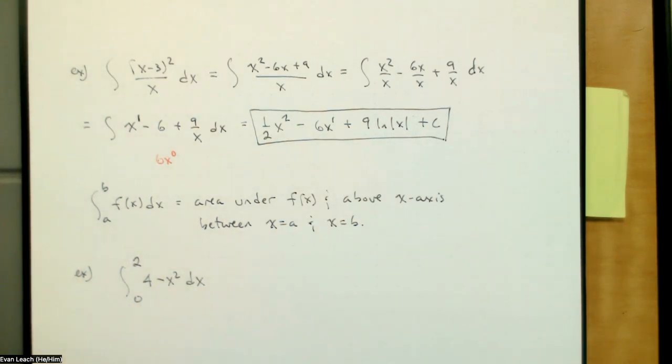Take a moment and calculate the definite integral from 0 to 2 of 4 minus x squared dx, and then draw a picture of what this represents. So let's calculate this and then draw a picture of what this represents.